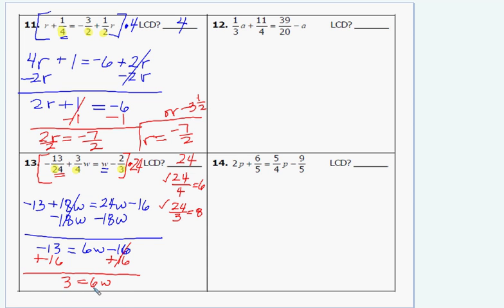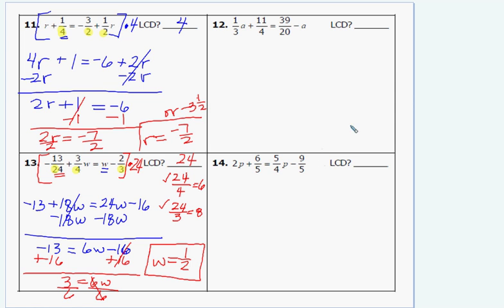Last but not least, I need to divide both sides by 6 so that w is completely by itself. So that cancels away and leaves me with w equal to 1/2. Again, if you put 3 over 6 in your calculator as a fraction, it will reduce it for you and leaves you with 1/2.